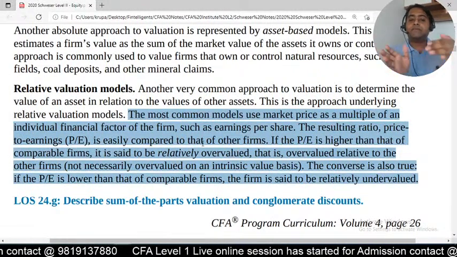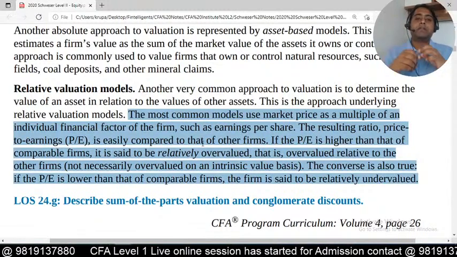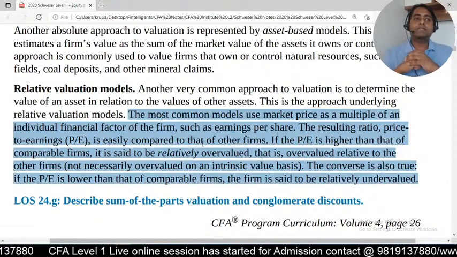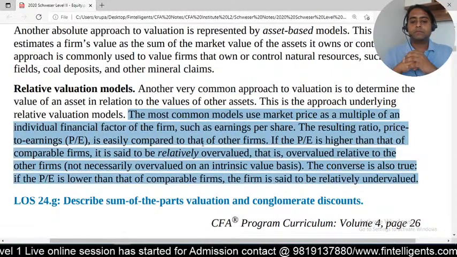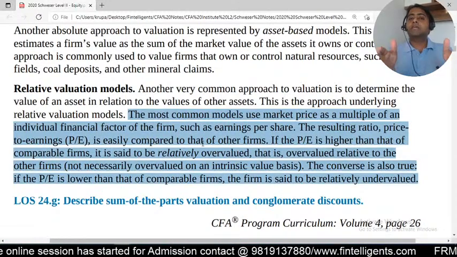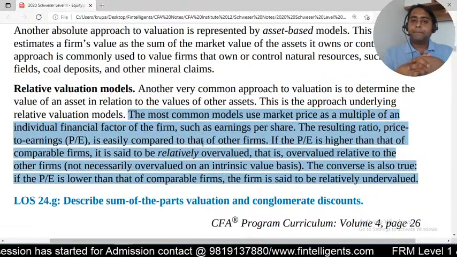Read this entire paragraph which is highlighted and mark this paragraph as star. I hope everybody is done till here.